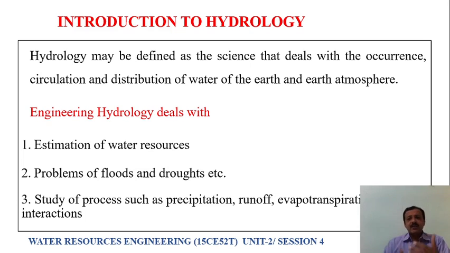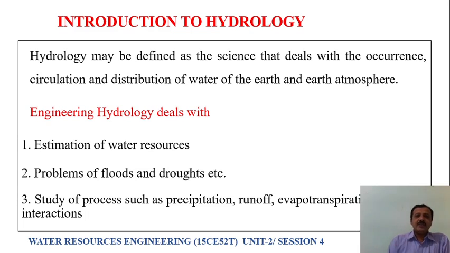Like this, the circulation, distribution and occurrence: in the form of oceans, in the form of snow, in the form of lakes, rivers, this is occurrence. The circulation is the water vapor getting evaporated and then condensed, precipitated back into the atmosphere and onto the earth's surface. This is called circulation and distribution. This science we call hydrology. Hydrology is a science of distribution, occurrence and circulation of water.